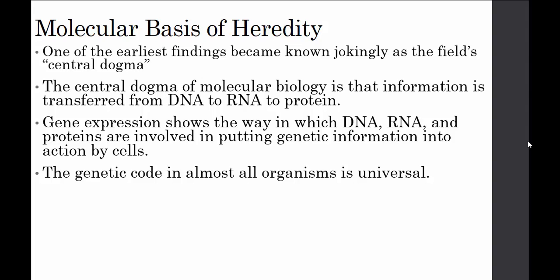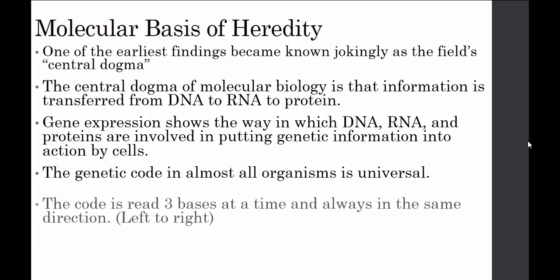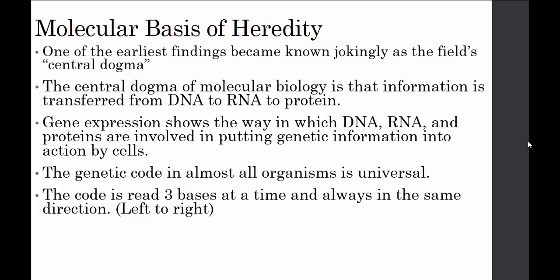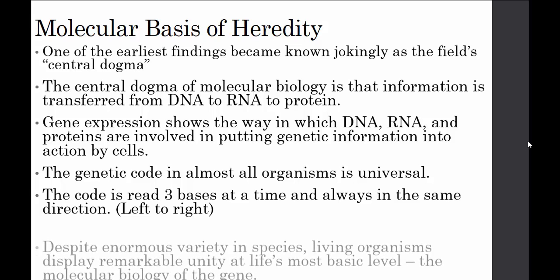If you look at any organism, you're going to see adenine, which is the A. You're going to see cytosine, which is the C, guanine, which is the G, and uracil, which is the U. It's found in almost every single organism. And this is what we mean by the genetic code being universal. The code is read 3 bases at a time in every organism, and it's always read in the same direction, left to right. It never changes. It will always be read 3 bases at a time. It will always be read left to right.